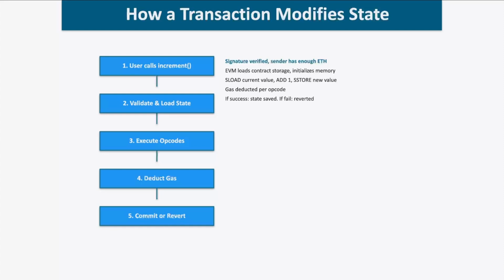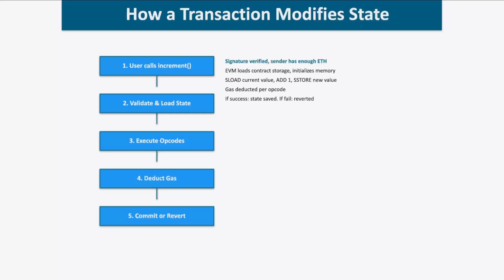Step 1. First, the user sends a transaction to the counter contract, calling the increment function. The transaction includes the contract address, the function to call, the caller's signature, and a gas limit. Validators receive this transaction and validate it. Is the signature genuine? Does the sender have enough ETH to pay for the gas? And is the nonce correct?